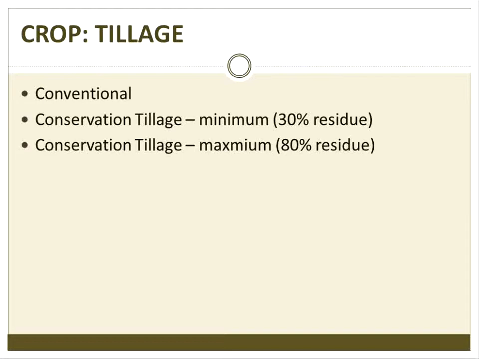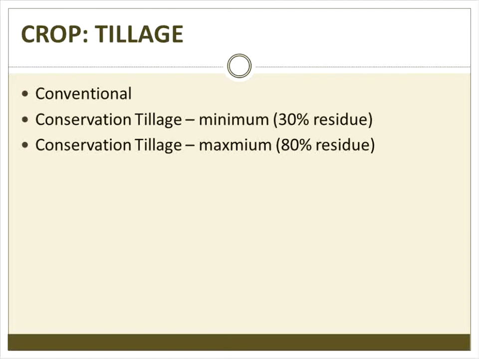So if you no-till cotton, and then you no-till cotton, and then you no-till cotton, that is actually conventional tillage because you will not have a 30% residue cover. If you no-till cotton and then plant a wheat cover crop in between, and then no-till cotton the next year, that will be a conservation tillage situation.